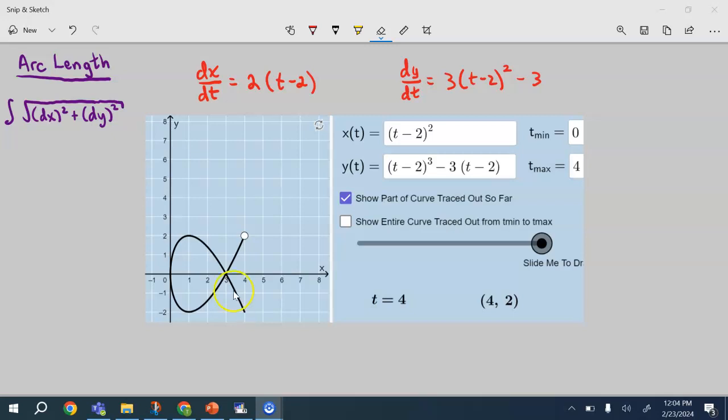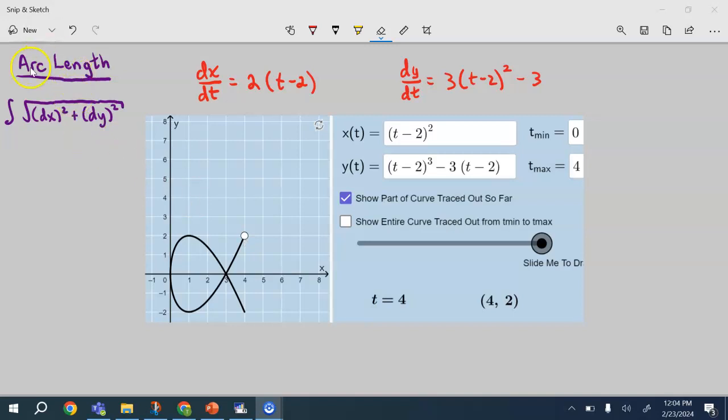And then as time progresses, the particle moves. I believe at 1 second it's up here, and at 2 seconds it's on the side here. At 3 seconds it's down here, and at 4 seconds it's come up to this point. So we can actually find the length of this curve using our arc length formula.